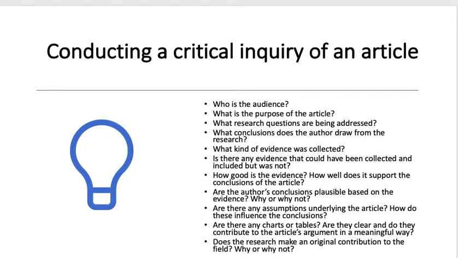Who is the audience? What is the purpose of the article? What research questions are being addressed? What conclusions does the author draw from the research? What kind of evidence was collected? Is there any evidence that could have been collected and included but was not? How good is the evidence? How well does it support the conclusions of the article? Are the author's conclusions plausible based on that evidence?